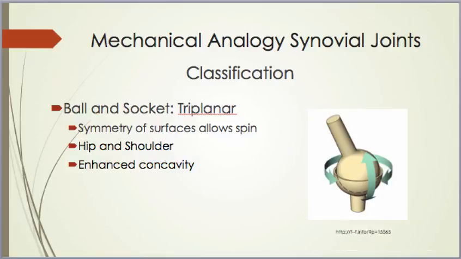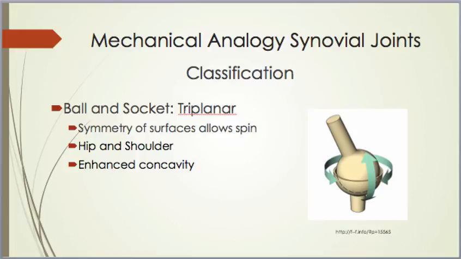Next, we have our traditional ball and socket triplanar joint. So motion occurs in three planes: the sagittal, the frontal, and the horizontal plane, in the examples of the shoulder and the hip. So that symmetry of the ball on the socket allows the surfaces to spin on each other, as opposed to our ellipsoid and condylar joint, where we don't really have that third plane of motion because of the asymmetry of the joint surfaces.